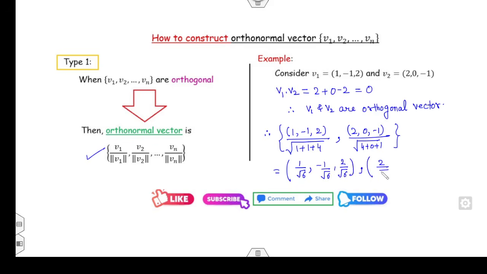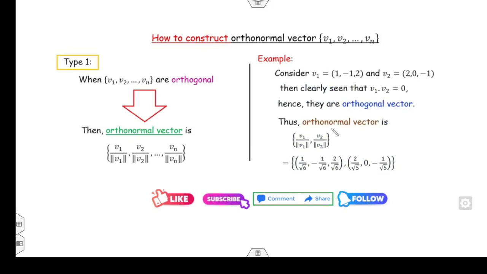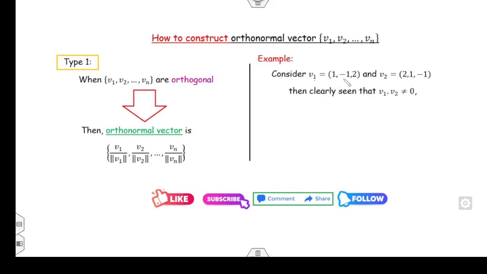Second vector is 2 divided by root 5, 0 divided by root 5, minus 1 divided by root 5. These are the set of the orthonormal vectors. On the other hand, if you consider another example, let's say v1 and v2, then clearly v1 dot v2 will be 2 minus 1 minus 2, which is minus 1, not 0. Once they are not 0, what does it mean? That means v1 and v2 are not orthogonal.